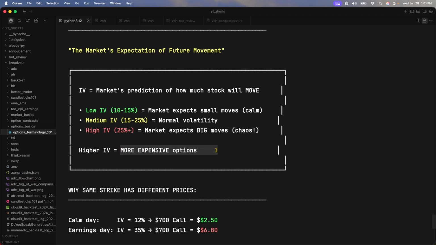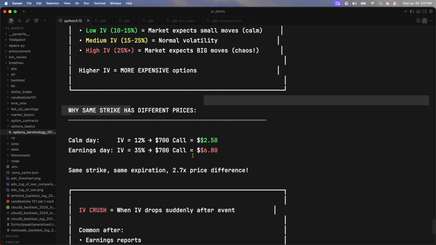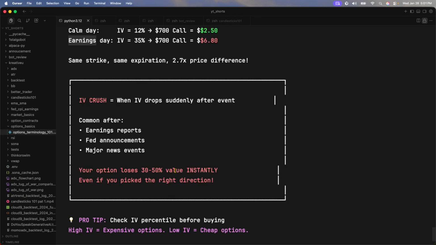The higher the IV, the more expensive the contract. So why do the same strikes have different prices? It's all because of the IV. On a calm day with a 12% IV stock, this 700 call could cost you $250. But that same 700 call, if you have high IV on earnings day, is $680, bro, almost $300 more for the same option, right? Same strike, same expiration, a $430 price difference because of IV.